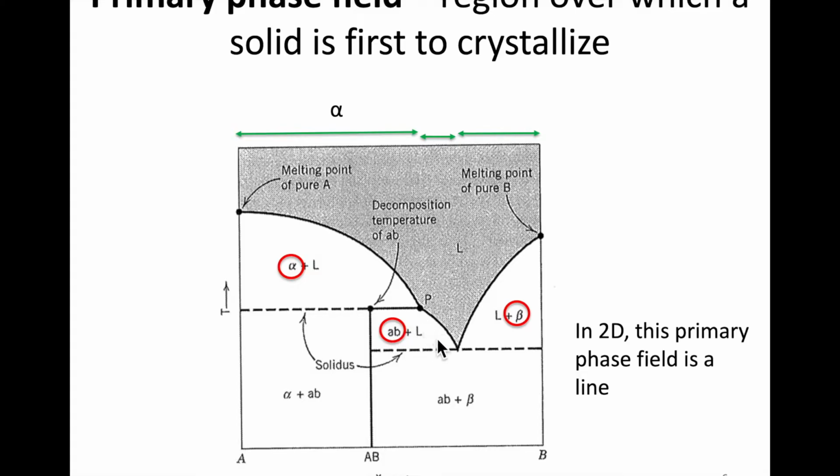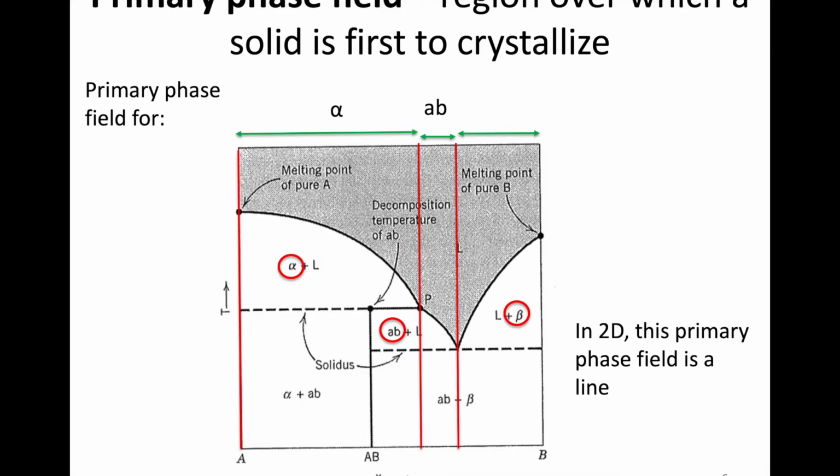Right? That's what this primary phase field is. And then lastly, from the eutectic all the way up to 100% B, the first solid that you would form is beta, right? So those are our three primary phase fields in this diagram. I show you in binary just so that you can make the connection to ternary phase diagrams.